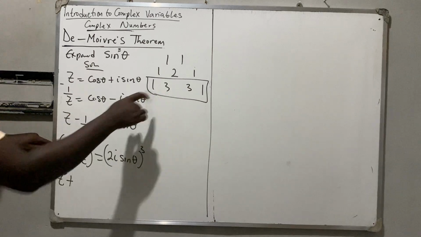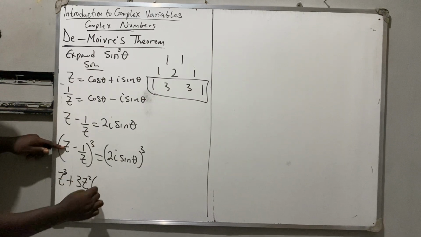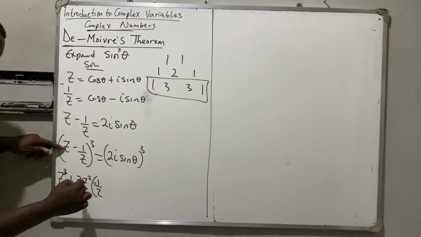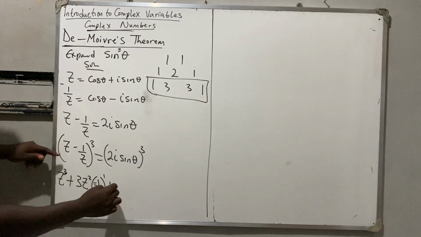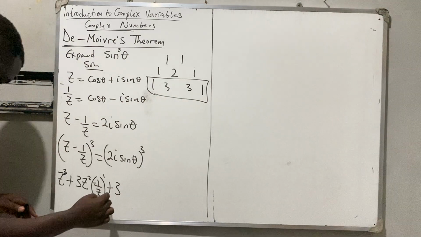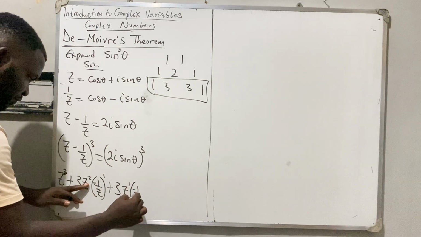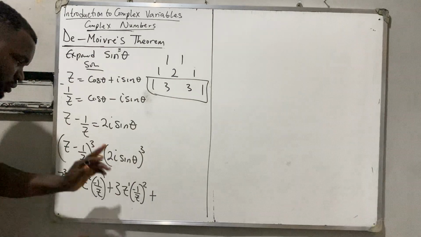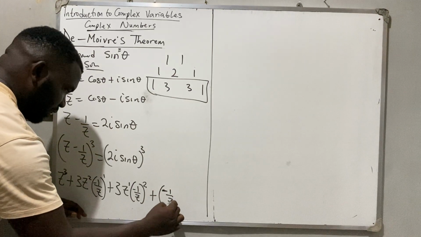Plus, the next one I'm taking 3. So this one will now reduce to z squared, while the other one, there is minus in it too, so minus 1 over z will now be raised to power 1. Then plus the next thing is 3 again, z raised to power 1, while minus 1 over z will now be squared. Then plus this one will now be 0, so it's gone. So I'm now left with just minus 1 over z raised to power 3.